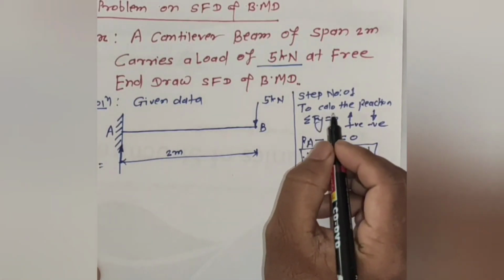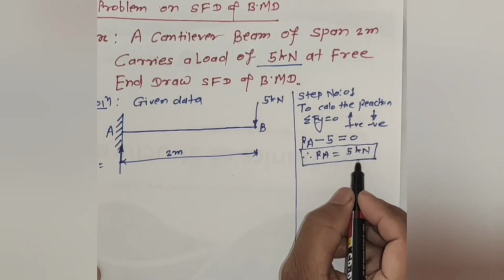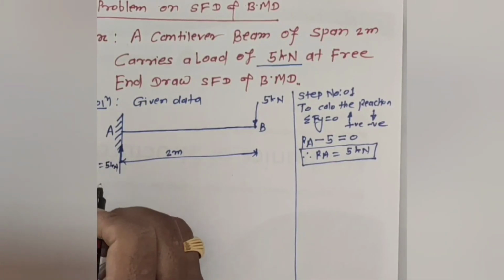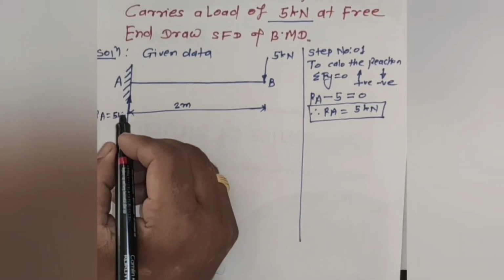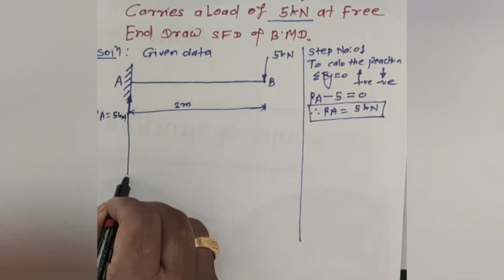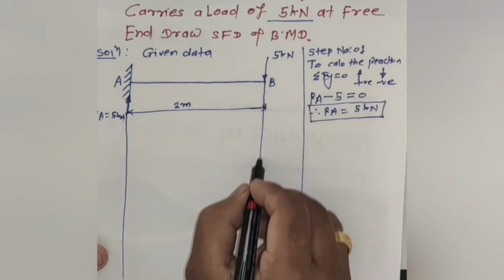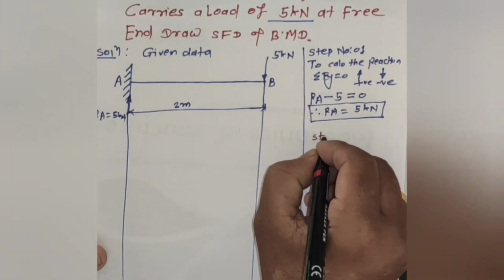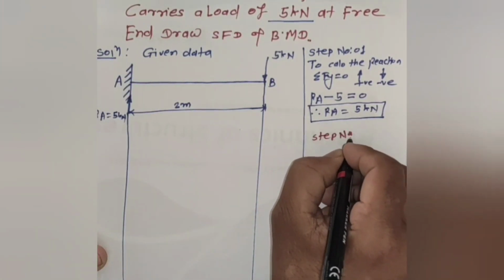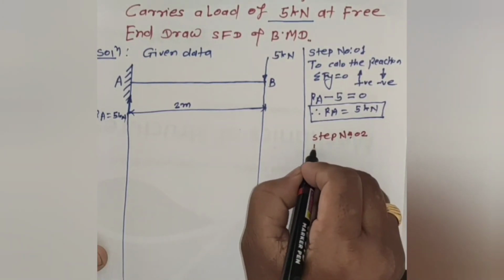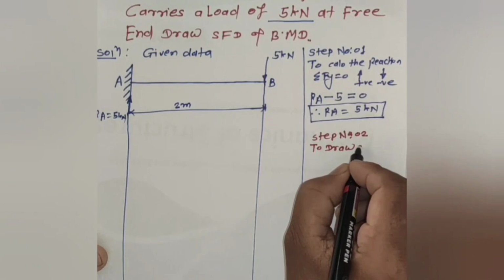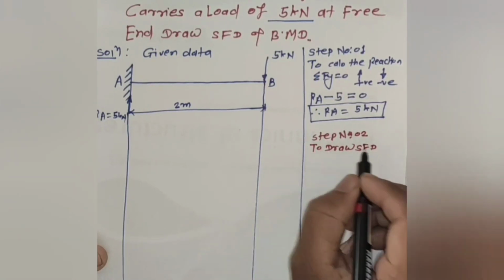This 5 kilonewton load is acting at the fixed end. This is step number 1. Then you have to write down this 5 kilonewton load on this side. Next, step number 2, to draw SFD.